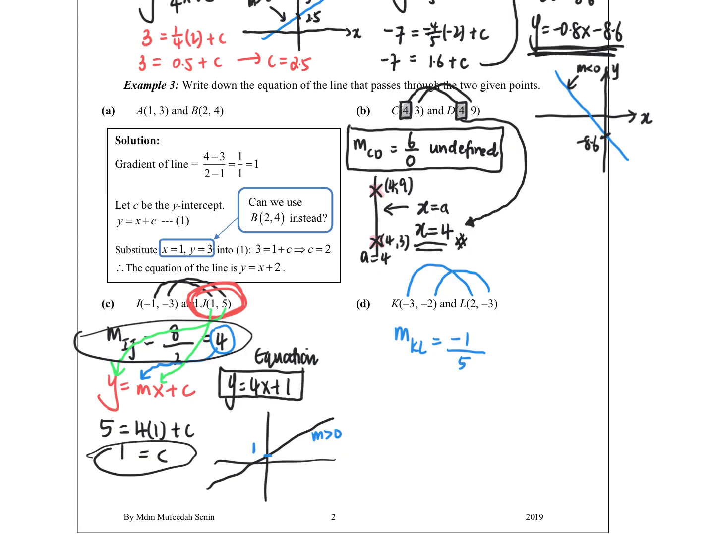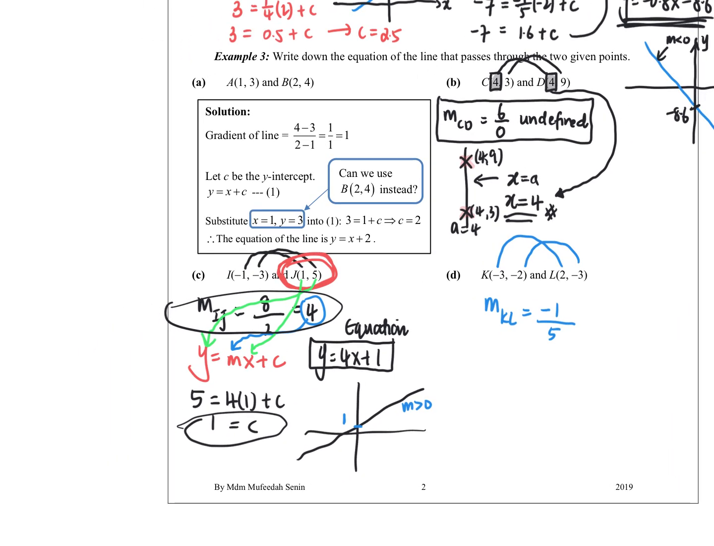Can. So just make sure it's consistent. That means if you choose to use negative 3 minus 5, then you get minus 8, right? Then negative 1 minus 1, you get negative 2. You will still get 4. So just make sure the direction is consistent.